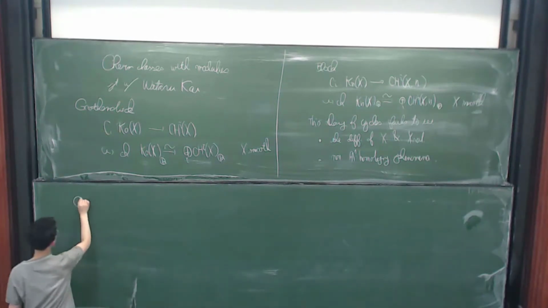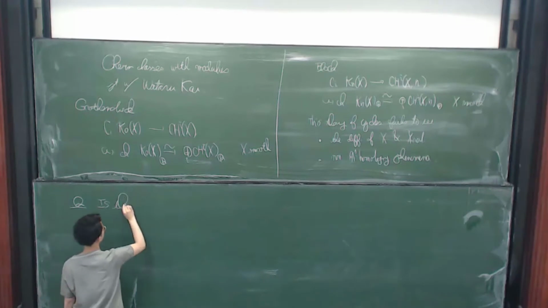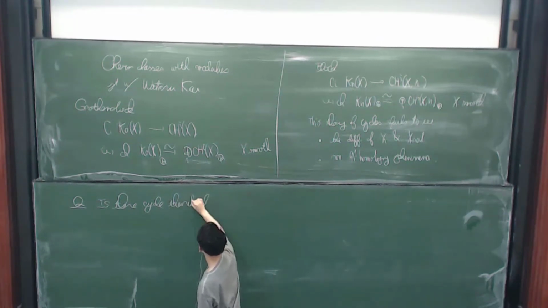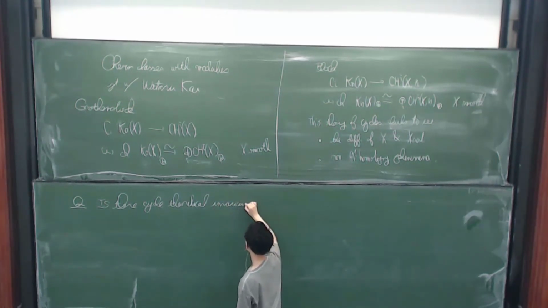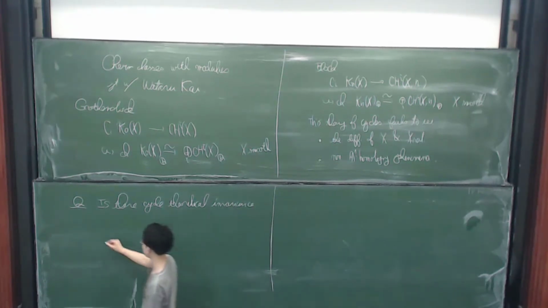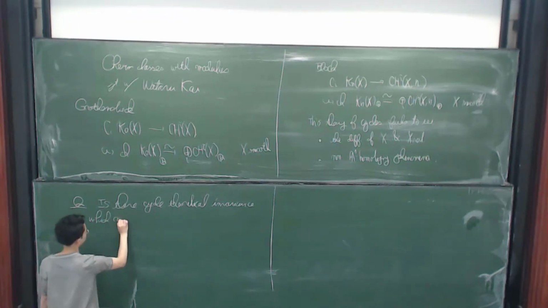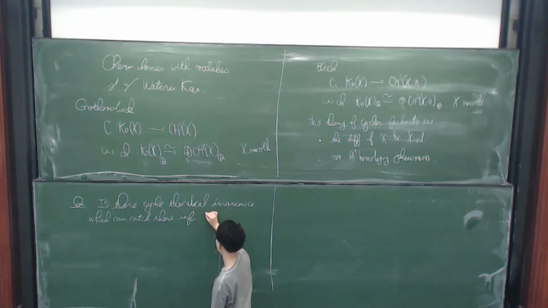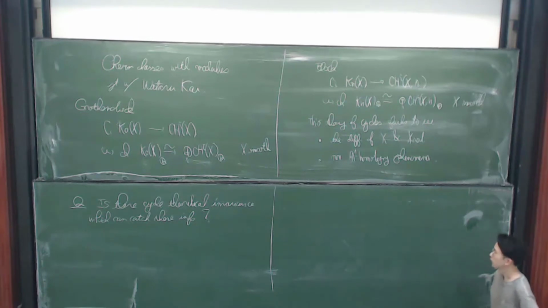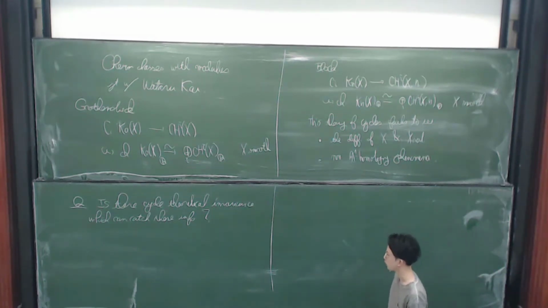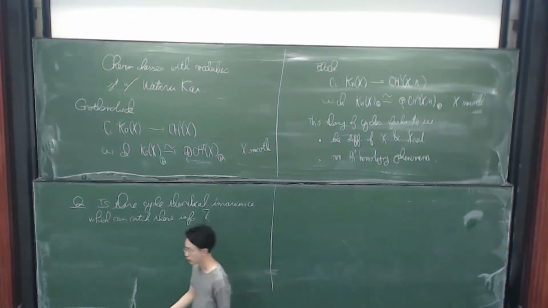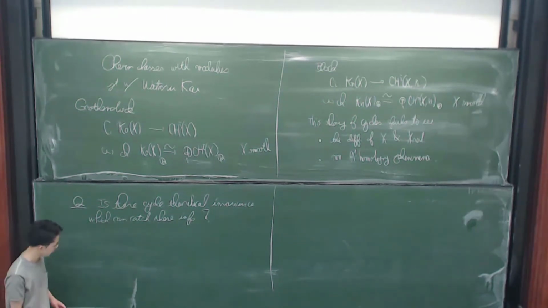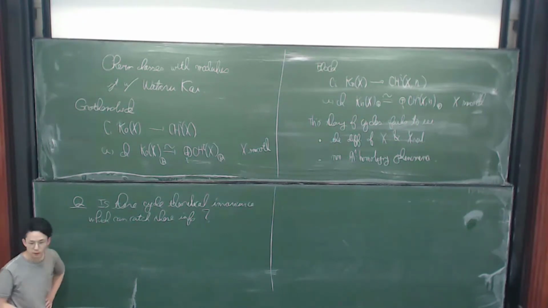So here is a question. Is there a cycle theoretical invariant which can catch this information? I think the first attempt was done by Bloch and Esnault. They defined higher additive Chow groups, and they compared them with relative Milnor K groups.